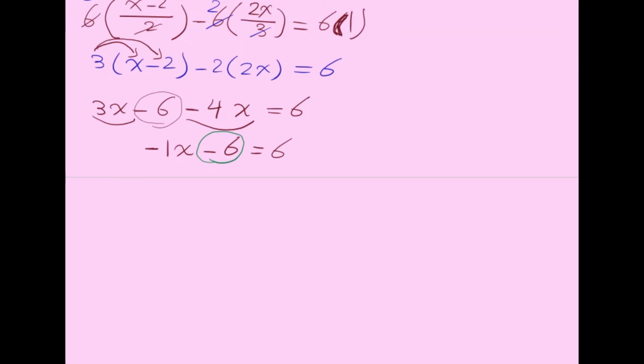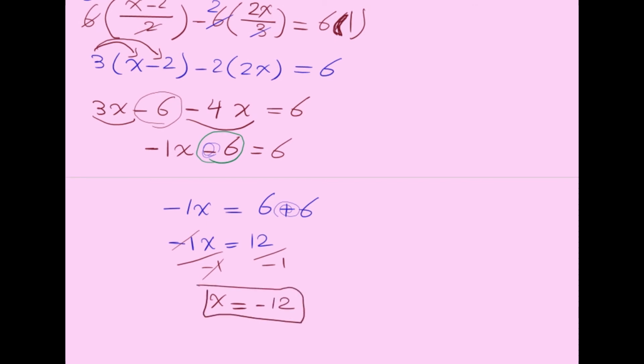I will be left with negative 1x equal 6. Negative 6 goes to the other side, 6 plus 6, yes, negative 6 becomes positive 6. Okay, so therefore I will be left with negative 1x, and here would be 12. Now I have to divide both sides by negative 1. Negative 1 and negative 1 cancel out. Therefore, x would be negative 12 divided by negative 1, which is negative 12. This is the final answer.